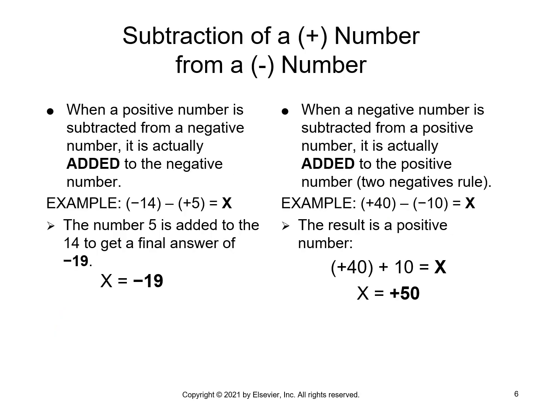Subtraction of a positive number from a negative number. When a positive number is subtracted from a negative number, it is actually added to the negative number. So in this example, your account is overdrawn $14. You're still in the negative, and you got a transaction that comes out of $5.